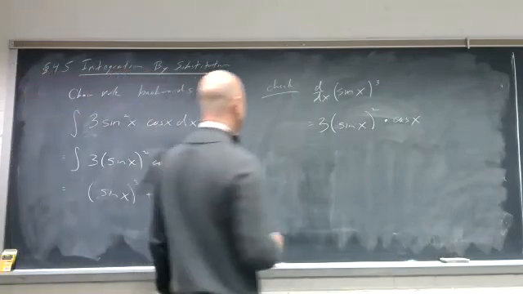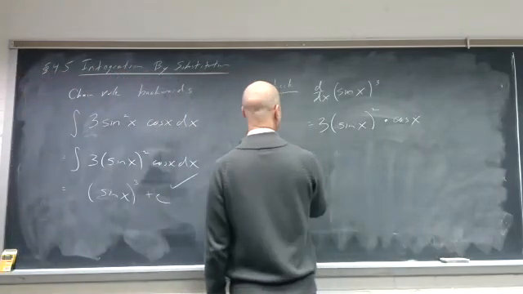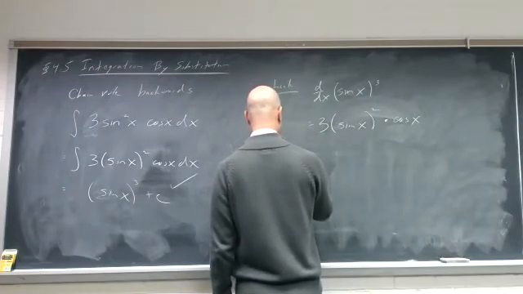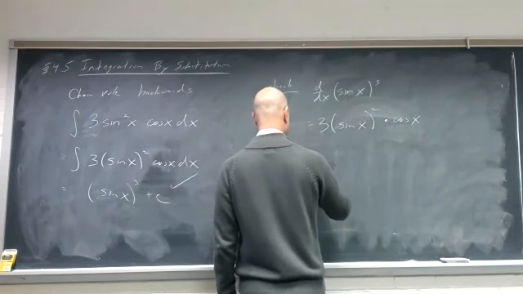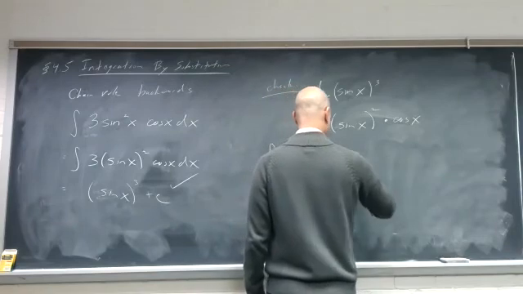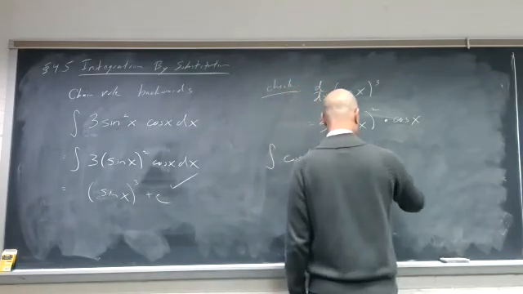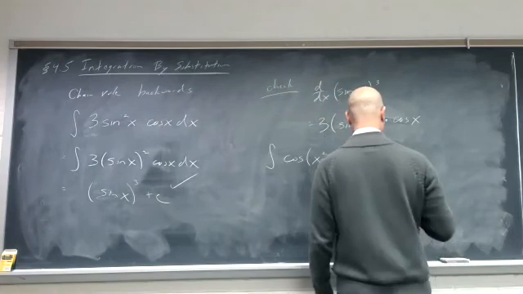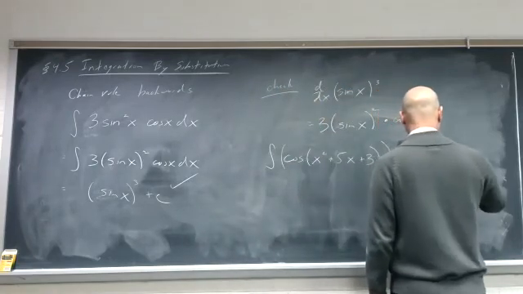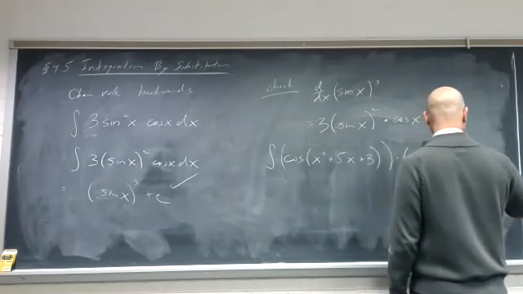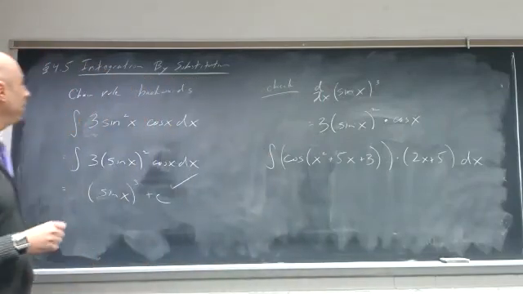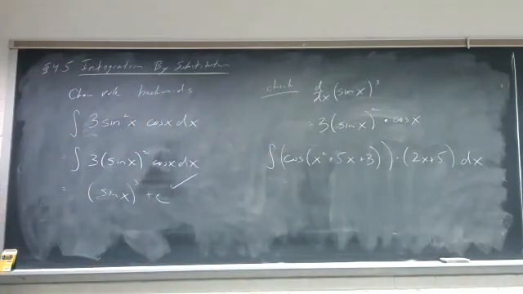Let's just do one more. How about we take the antiderivative of cosine of x squared plus 5x plus 3, all that times 2x plus 5. So I'm not really teaching you integration by substitution yet. I'm just showing you the basic principle.